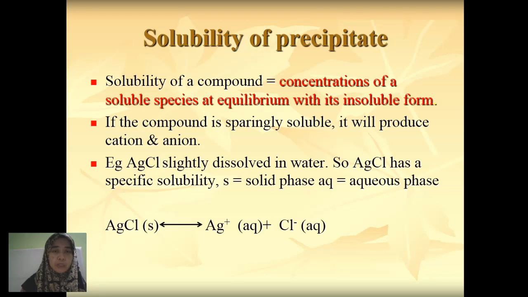Okay, so the properties required to perform the precipitation: the precipitate must be an insoluble compound. For instance, silver chloride is only slightly dissolved in water. So the silver chloride has a specific solubility.